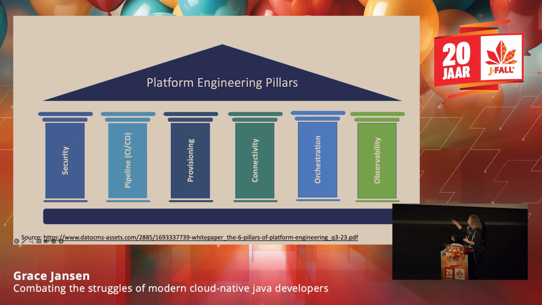The reason they're in this order is really supposed to be maybe what you think about first in regards to platform engineering. So starting off with security, so you have that all the way through, looking at your pipelines, once you've got something deployed, how do you provision it, connectivity, etc., and then orchestration and observability.